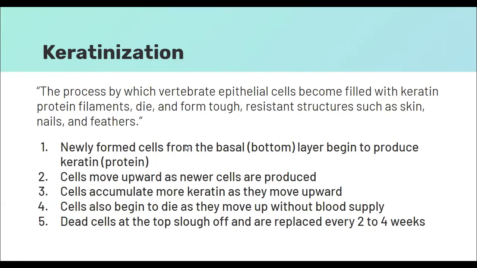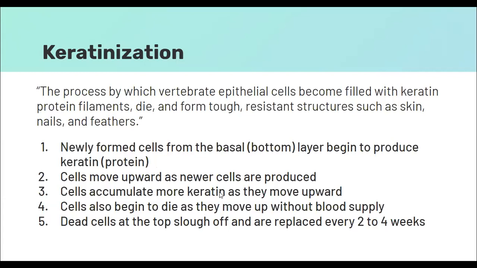So newly formed cells from the basale, which is the bottom layer that we just discussed, begin to produce keratin, which is protein. So they produce it. And then the cells that were just produced, they move upward. And as they're moving upward, newer cells are also produced. And all of these new cells, they accumulate more keratin as they move upward. So it just keeps building and building up.